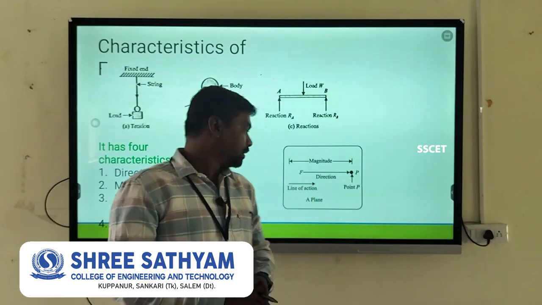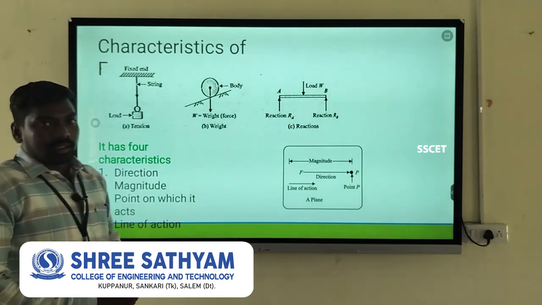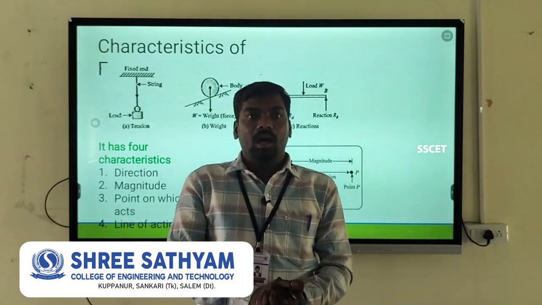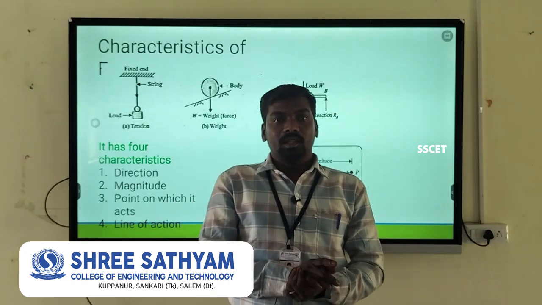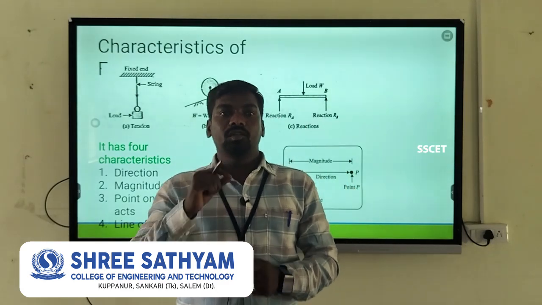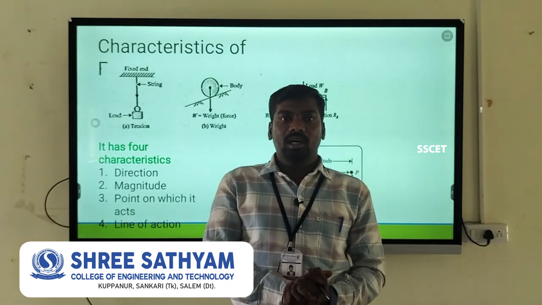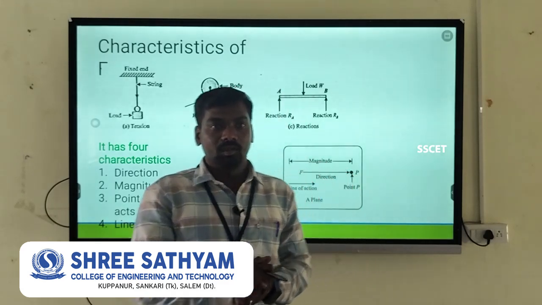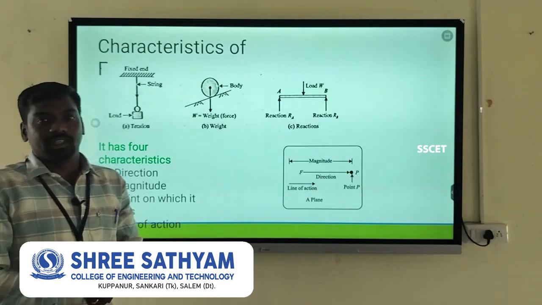So clear? Next one, point on which it acts. The force acts on only a point or on an area. So this is the difference. If you apply a force on one object, what type of force do you apply? Point contact force on the object, or area contact of the force on the object. So this is a difference. You should clearly understand what types of load act on the object.